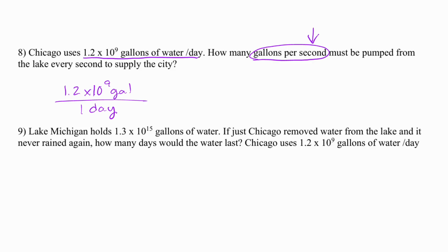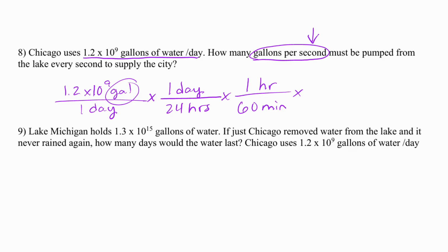So if I want gallons per second, gallons is not going anywhere. We're going to keep that there. All we're trying to do is convert days to seconds. Well, I know in 1 day, I have 24 hours. I know that in 1 hour, I have 60 minutes. And I know that in 1 minute, I have 60 seconds. So by doing that, because I have day on the bottom and day on the top, they cancel out. I have hours on the top and hours on the bottom, they cancel out. And I have minutes on the top and minutes on the bottom, they cancel out. So now I am left with gallons per second, which is what the question is asking us.